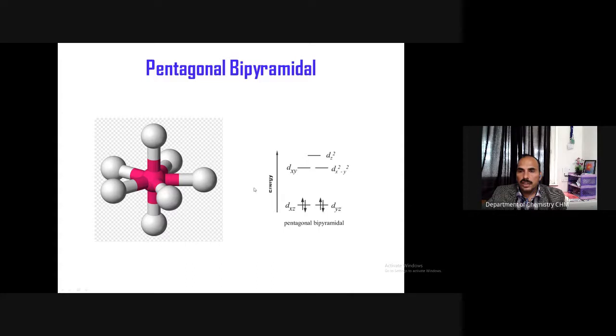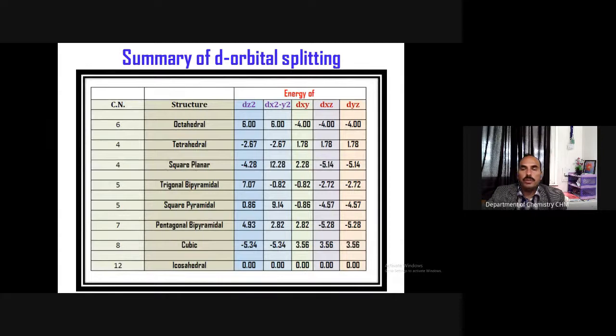Okay, related energy diagrams can easily be created. All right, the dxz and dyz are divided again because they are farthest away from the approach of the ligands, and so their energy will be lowest in case of pentagonal bipyramidal also. I hope that you are able to understand the relation between the geometry and the splitting diagram. That is very, very important from the crystal field theory point of view.